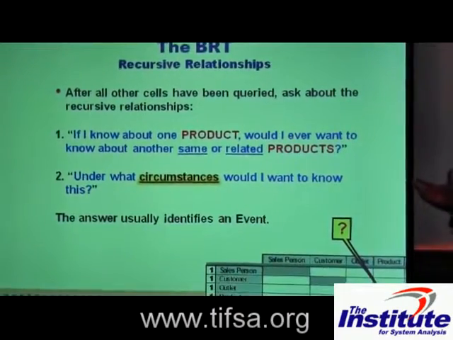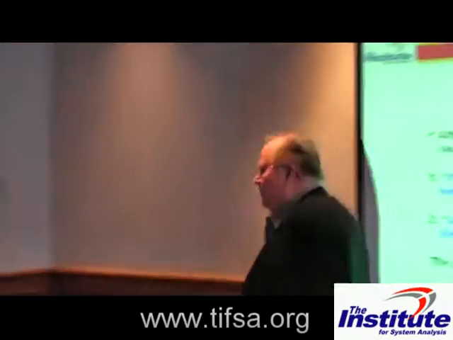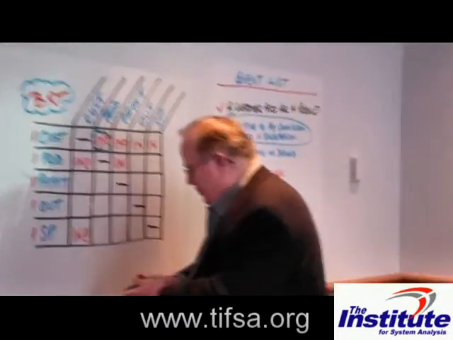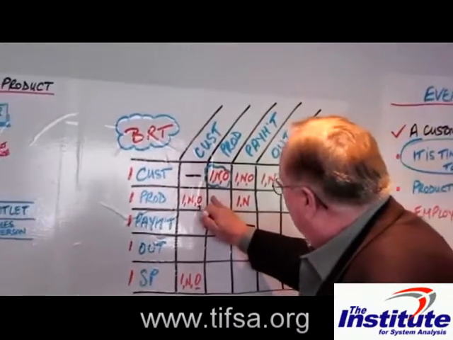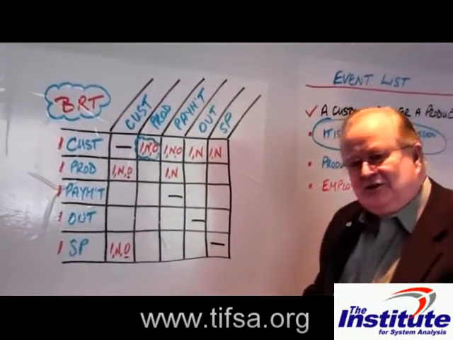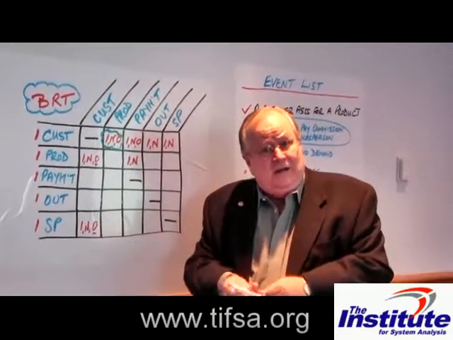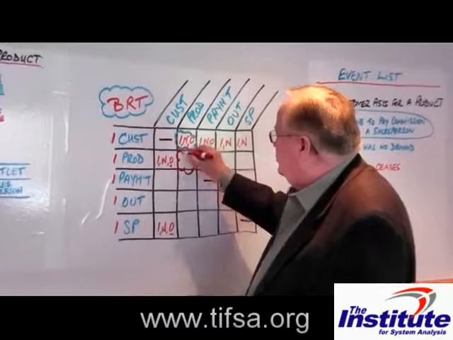So what we can do is, let's go to this table again over here. And here we have a recursive relationship between product and product. You notice that in the beginning, I just put nice little lines through them so we can ignore those questions initially. But before we're done, we have to ask questions about these recursive relationships.